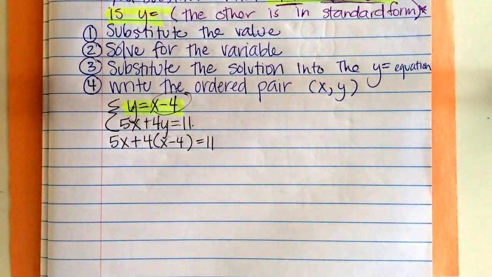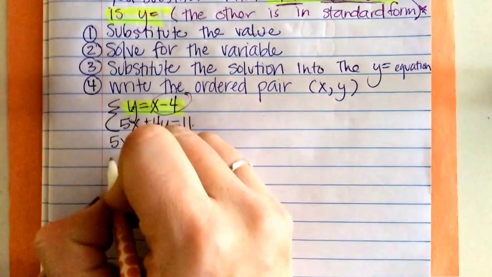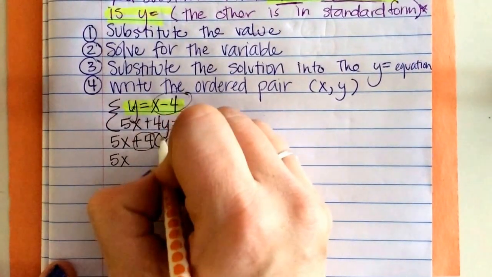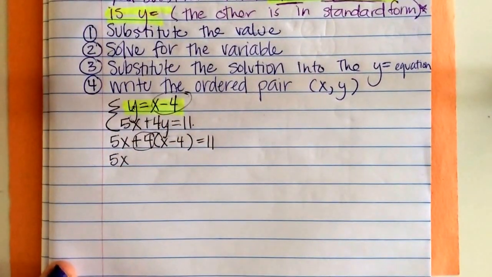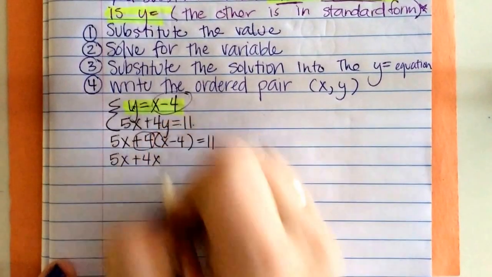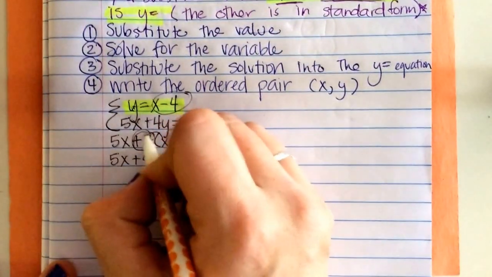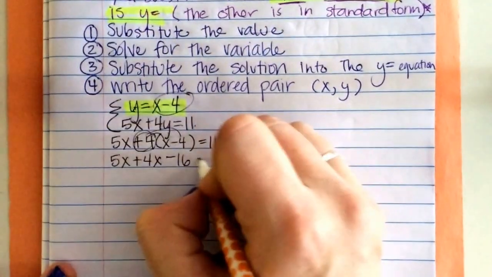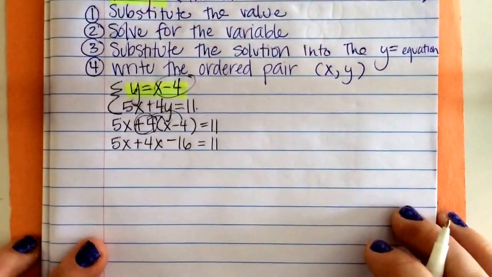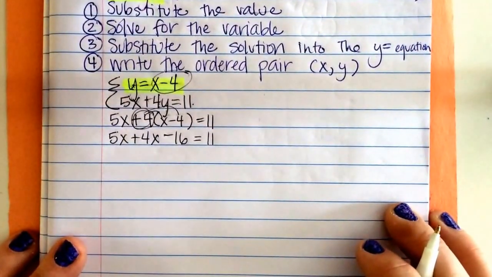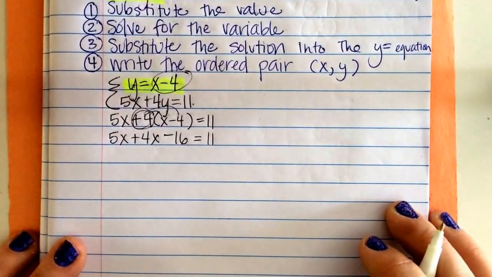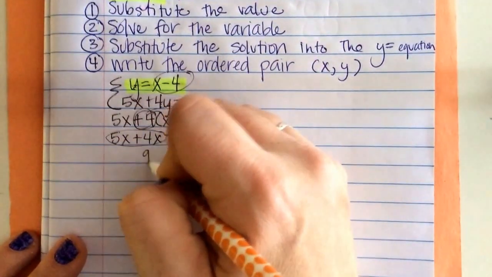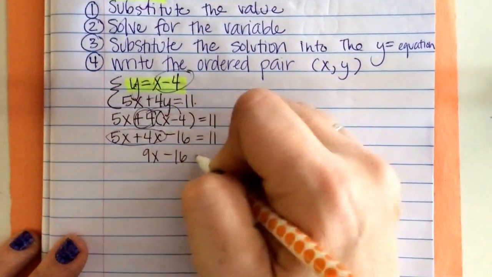All right, now this is just basic algebra. 5x stays the same. Positive 4 times x is plus 4x, positive, right? So I put a plus. 4 times negative 4, negative 16 equals 11. Is there anything else I can do? 5x plus 4x is 9x minus 16 equals 11.